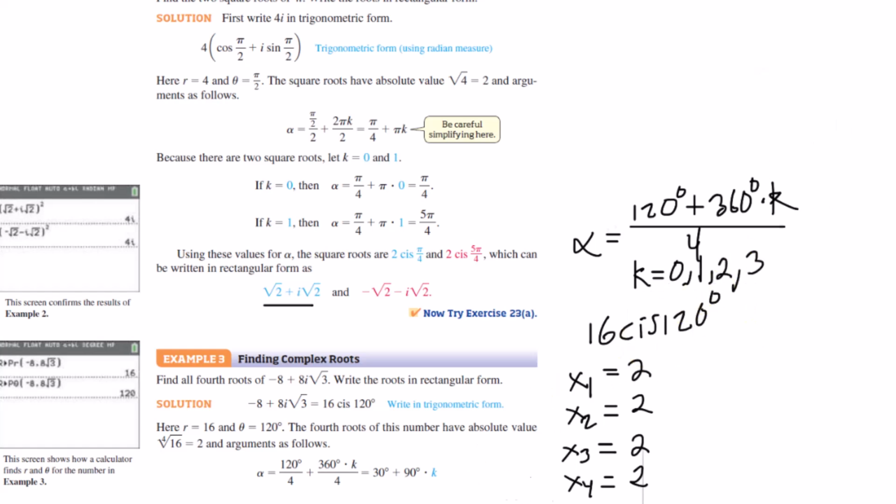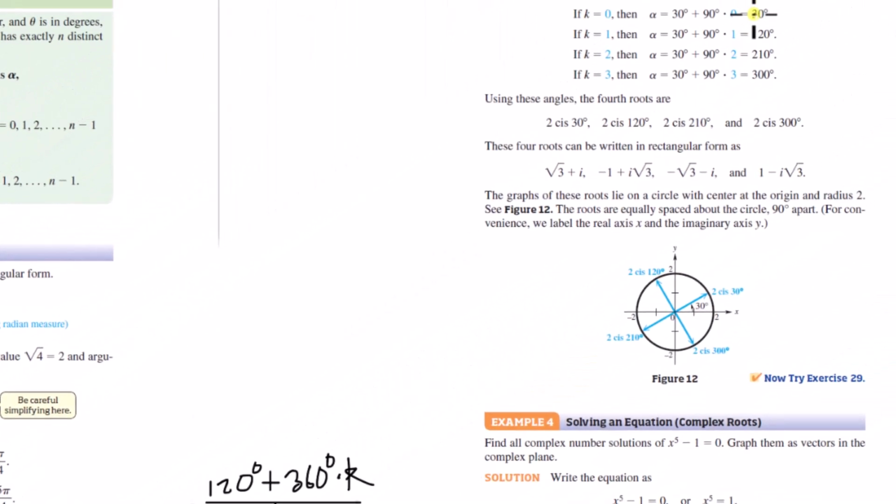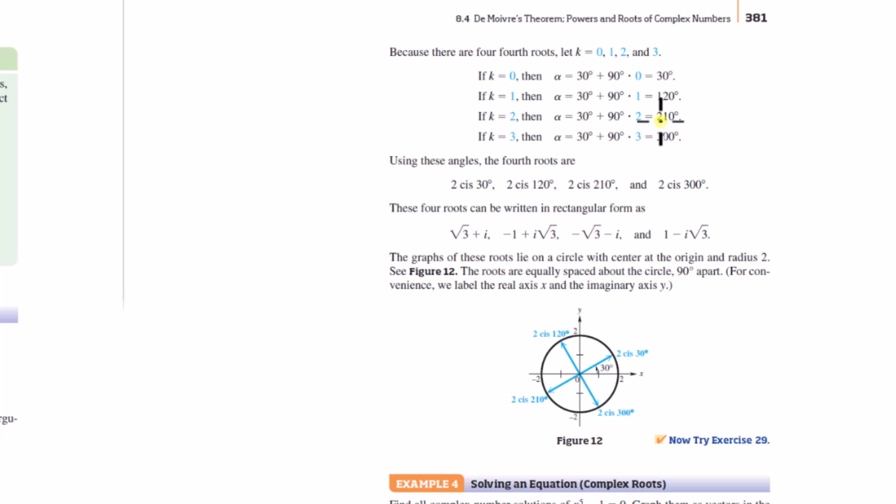So they plug in all of these k's and they get, if we come here, alpha is equal to 30, 120, 210, 300. And so there you go. There's 2 cis 30, 2 cis 120, 2 cis 210, 2 cis 300. They convert each of those to rectangular form, and there are the 4 roots. If you take any of these to the 4th power, you're going to get that minus 8 plus 8i root 3. But now what they do is they say, let's graph these in the complex plane.